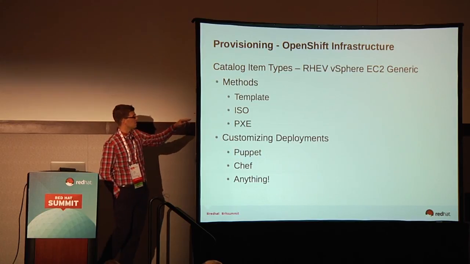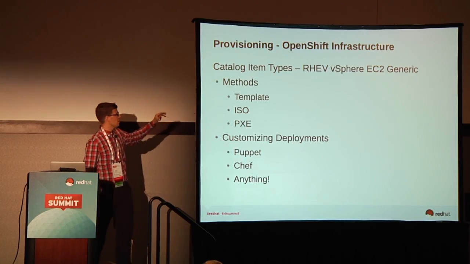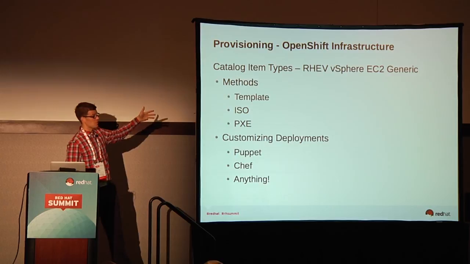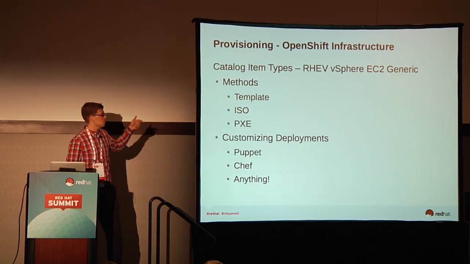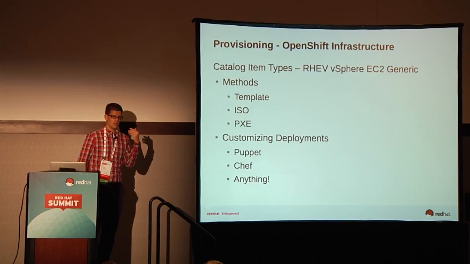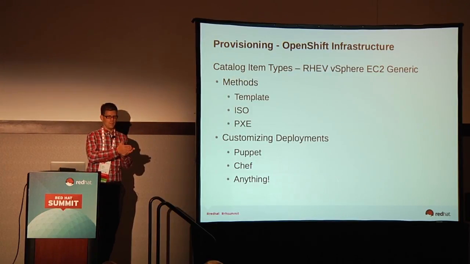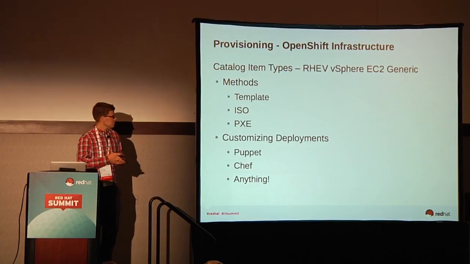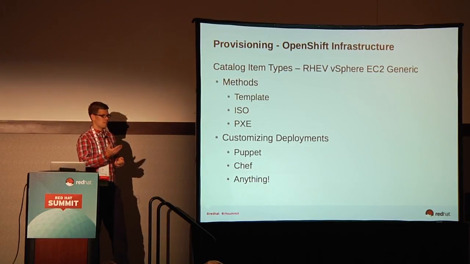There's a number of methods for provisioning the virtual machines themselves. So Rev, vSphere, and EC2 have different provisioning methods. But basically, they fall into three categories. One is template-based provisioning. So you could provision a template that's sitting on the provider itself. CloudForms Management Engine will reach out, clone that template, and create a new VM out of it. There's ISO, which mounts an ISO to it and goes through the installation via ISO.